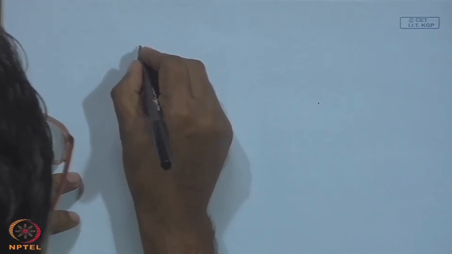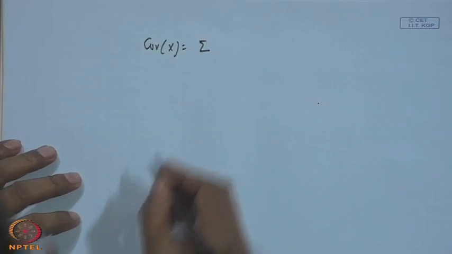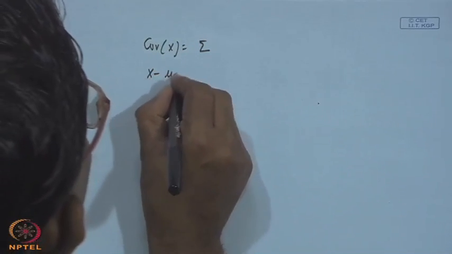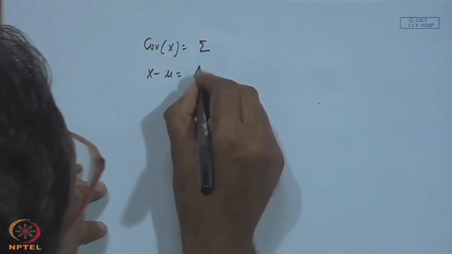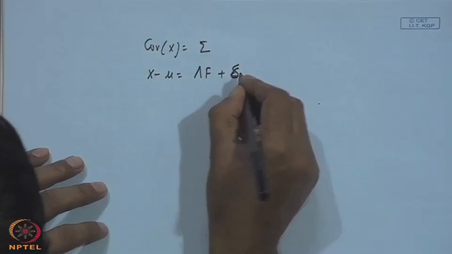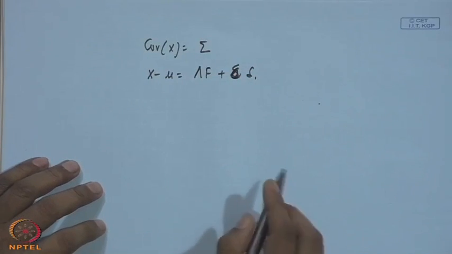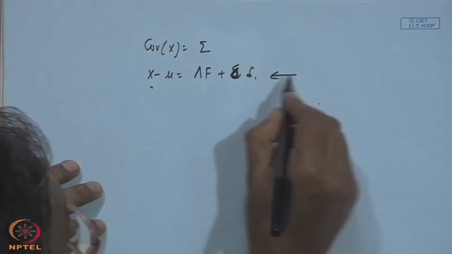Okay. So, now the crux of the matter is variability explanation. We are saying that information is the covariance of x, which is sigma. So, you are creating a factor model which is x minus mu equal to lambda f plus delta. Getting me? This is your factor model.